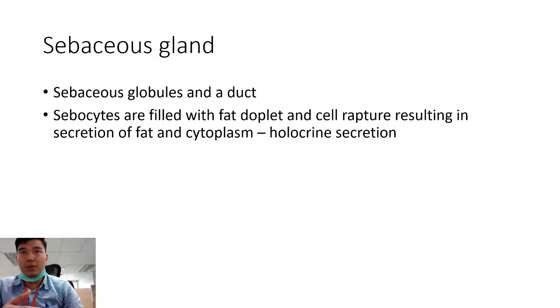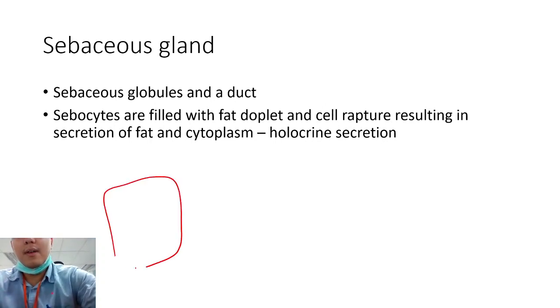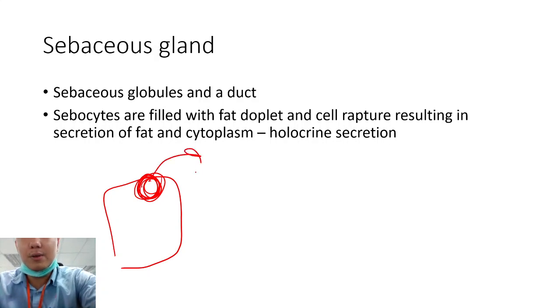The sebaceous gland divides into two parts, the globus and the duct. Sebocytes in the globus fill with fat droplets, and when they want to excrete, they become holocrine secretions, which actually put part of the cell out as the secretion. So you put it in something like a vesicle, but not really a vesicle, and you put part of the cell outside as a secretion. The cell loses some cytoplasm and the fat as well, so it's called holocrine secretion.